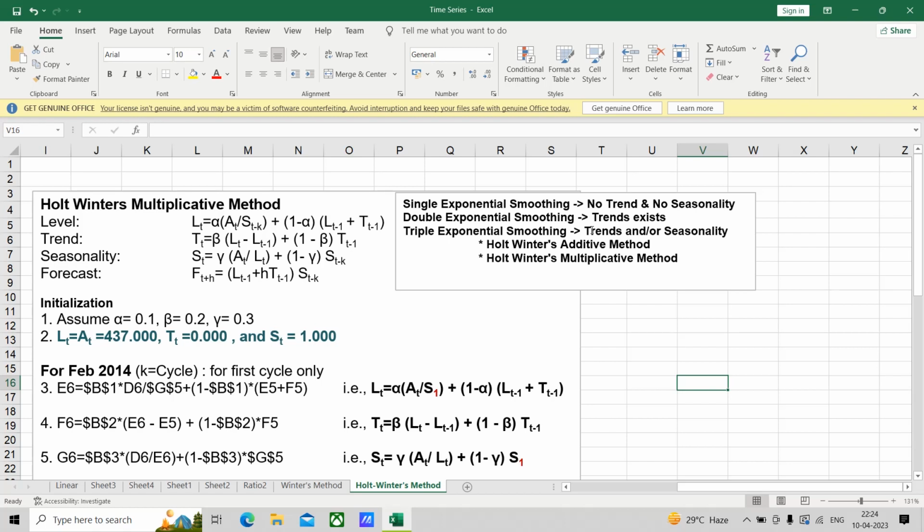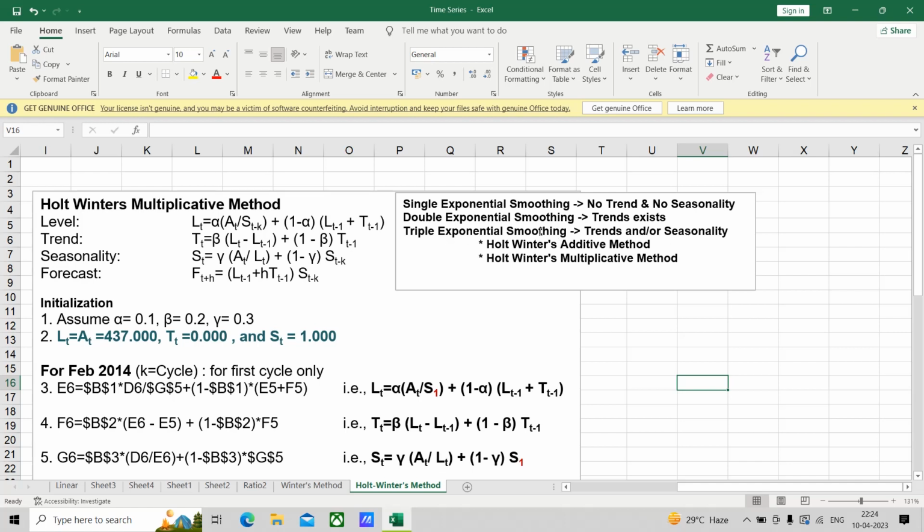First is for level, and two more smoothing constants are used, that is called trends and seasonality. So in triple exponential smoothing method, there are three different smoothing constants. First is called alpha, second beta, third gamma. Alpha is used for base or level data, beta is used for trend data, and gamma is used for seasonality component.